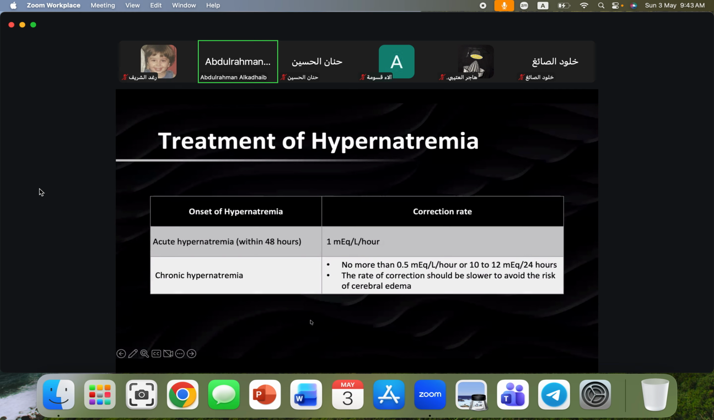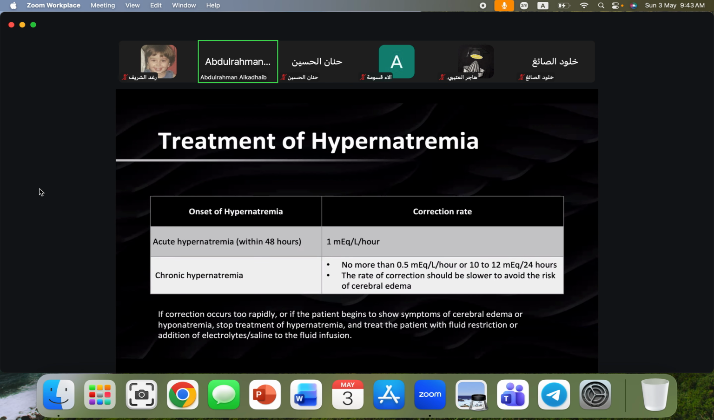As we talked earlier about the correction rate in hyponatremia, it's very similar in treating patients with hypernatremia. We should follow a certain correction rate. In case of acute hypernatremia, usually it's 1 milliequivalent per liter per hour. And for chronic hypernatremia, the recommended correction rate is around 0.5 milliequivalent per liter per hour. This is very important because rapid correction of hypernatremia may result in cerebral edema, because basically this will cause a significant drop in the sodium level in the brain, and will cause a fluid accumulation in the brain, which is basically cerebral edema.